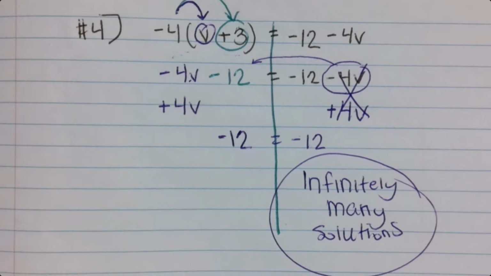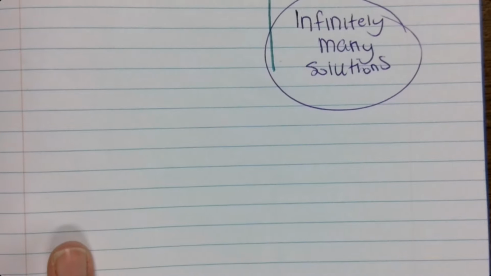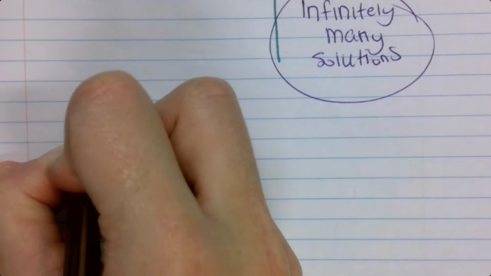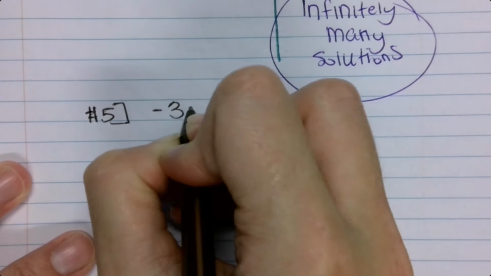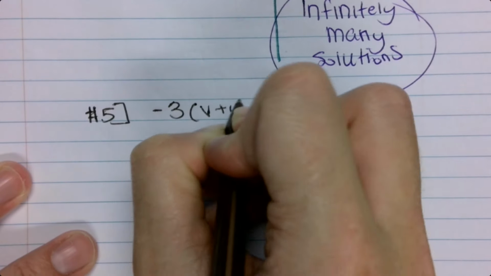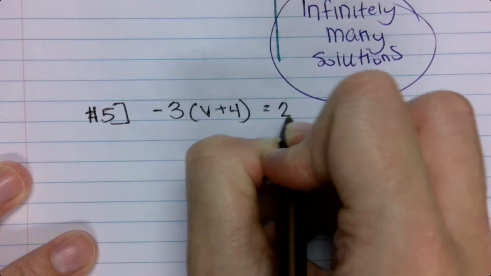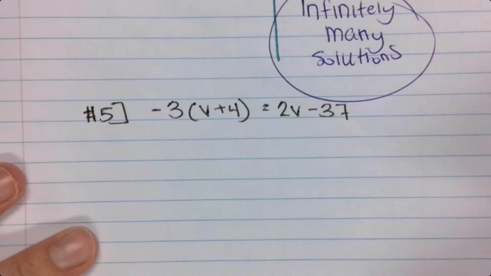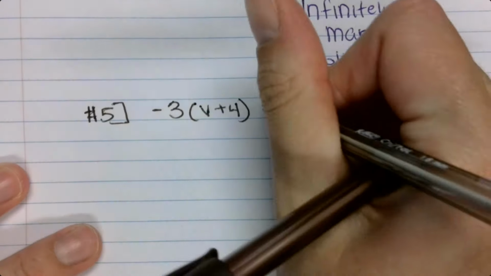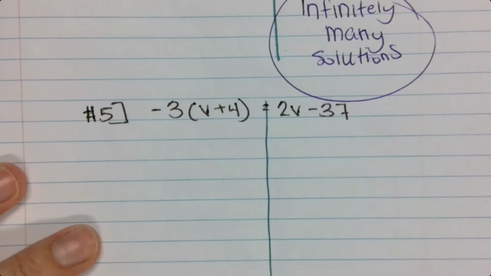All right? So I want you to try the next one on your own, and then when you are ready, you will unpause the video and come back to me. You don't necessarily need to tell me how many solutions it is, but just try to actually solve it. Let's see how you're doing there. All right, so this is going to be negative 3 times the quantity v plus 4 equals 2v minus 37. All right, so again, pause the video and then come back to me.